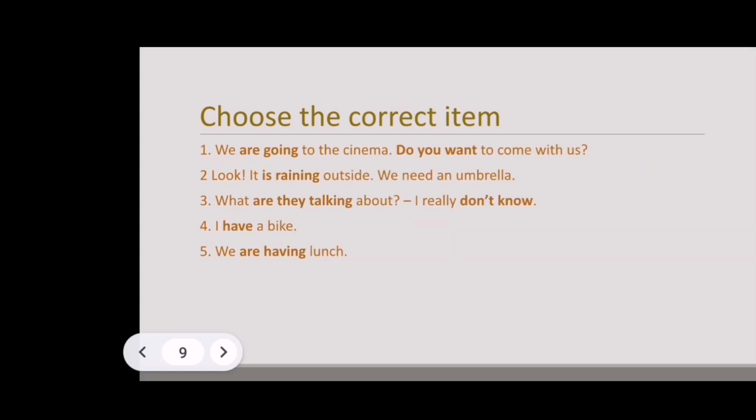Time for checking. We are going to the cinema now. Do you want? Want is a stative verb. Look, it is raining outside. Again, now. What are they talking about? Now. I really don't know. Know is a stative verb. I have a bike. It's a stative verb, possession. We are having lunch. Here it is a collocation. So we are having. We can use it in present continuous.